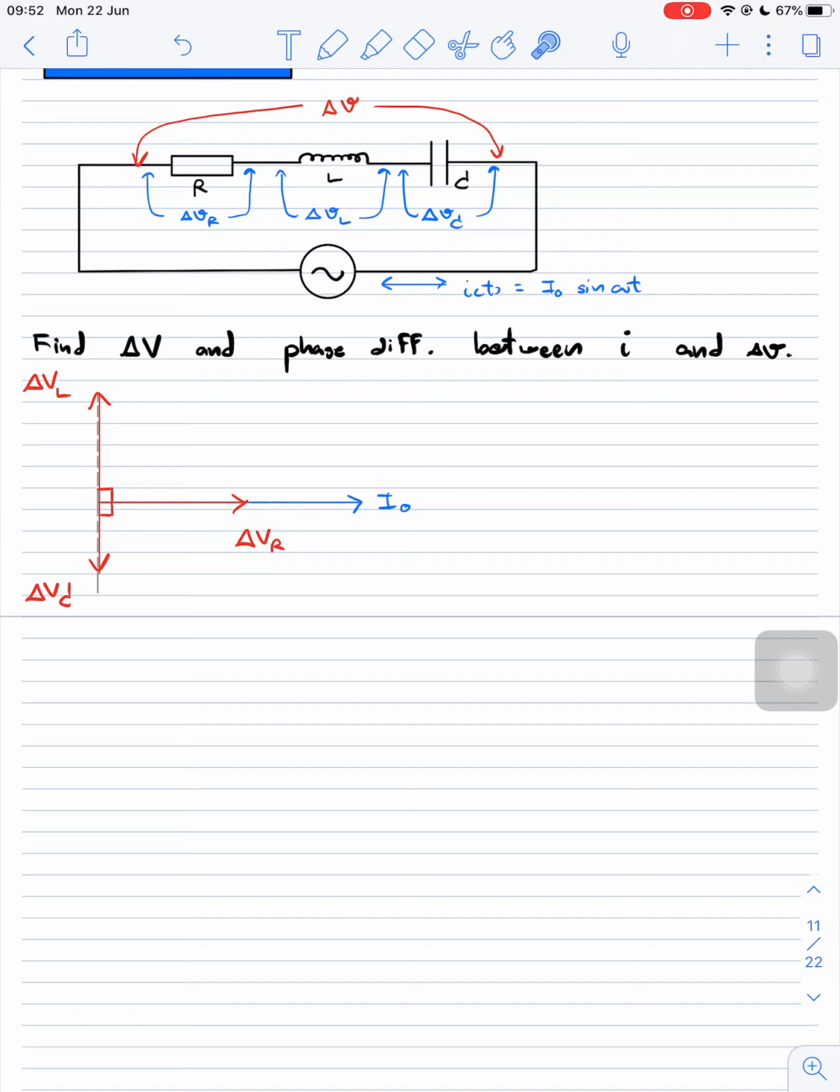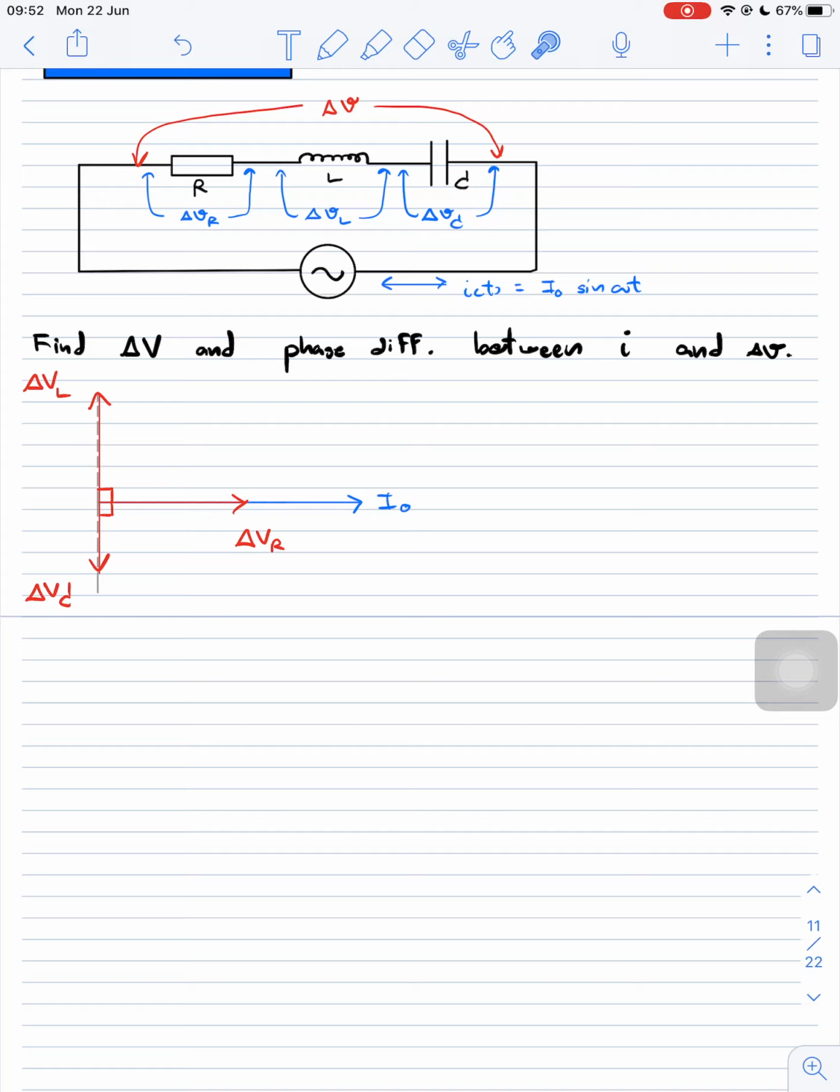From this picture, I drew the arrow for delta VL longer than the arrow of delta VC. But that's not necessarily the case; delta VC can be longer than delta VL as well. In this picture, I just want to say that delta VL is longer than delta VC.